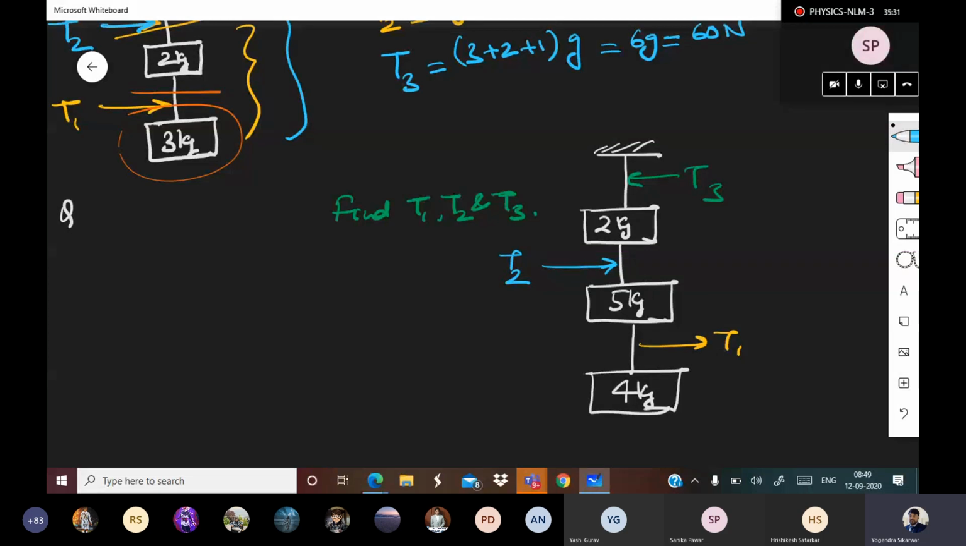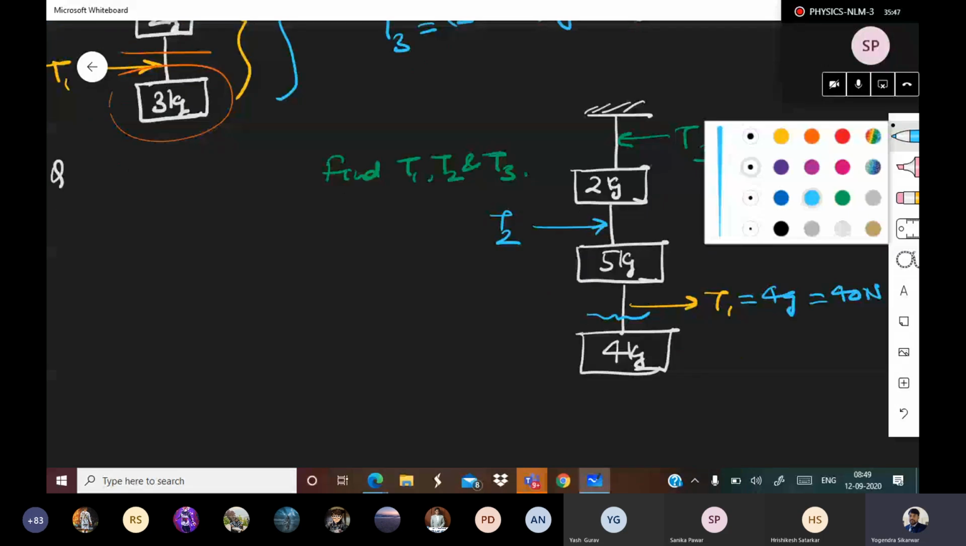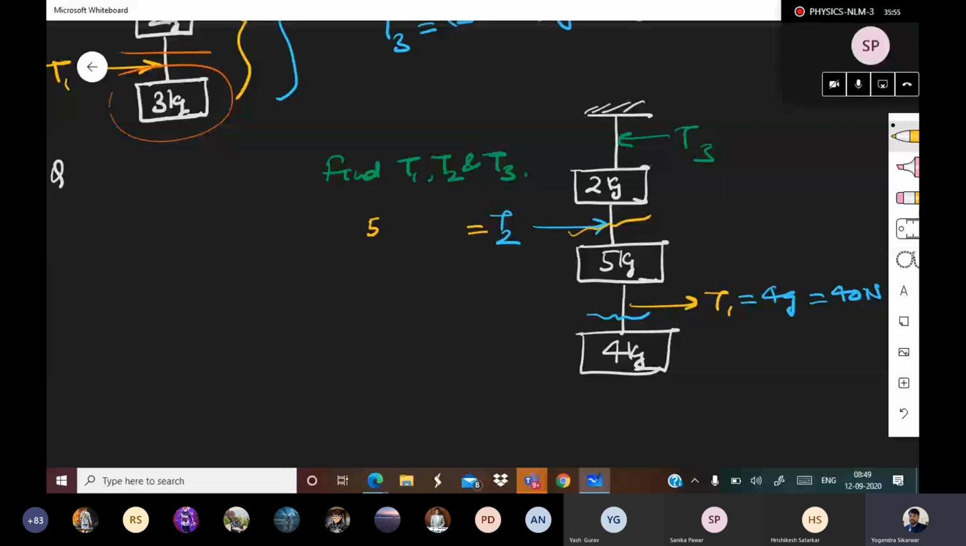Okay, everyone, please pay attention. So if you cut it from here, then 4G will fall. So T1 will be 4G, which is equal to 40 Newton. Similarly, if you cut it from here, then 5 plus 4 both will fall. So T2 will be 5 plus 4 into G, which is equal to 90 Newton.